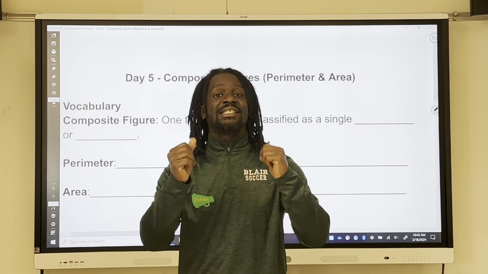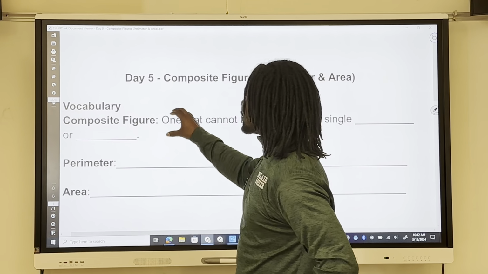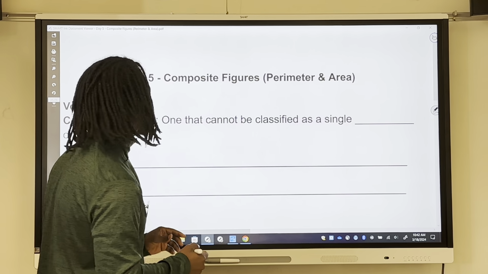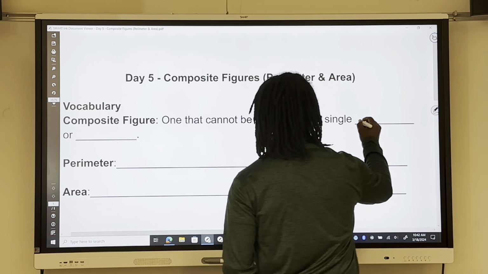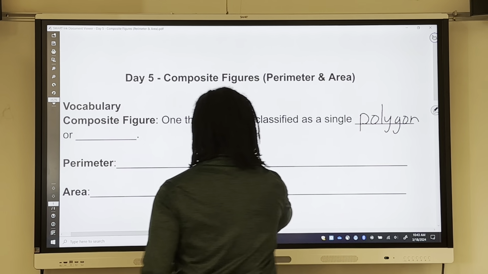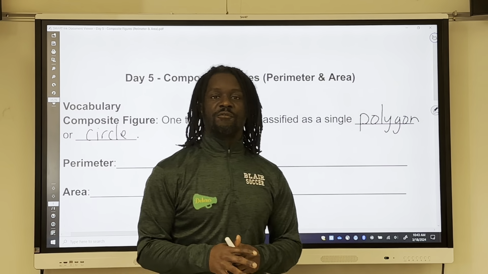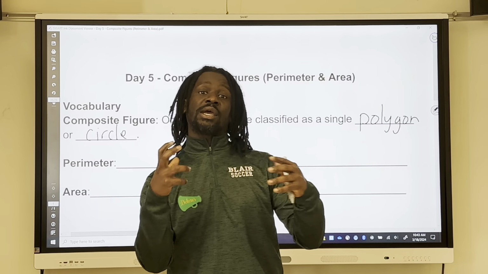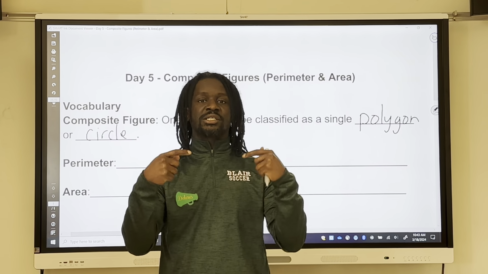Well, what is a composite figure, you might ask? I'm going to start off by giving you a definition. Again, composite figures is a pretty simple concept. A composite figure is one that cannot be classified as a single polygon or as a circle. In other words, a composite figure is not just a regular shape. Instead, it's an irregular shape, and oftentimes it includes various other shapes.